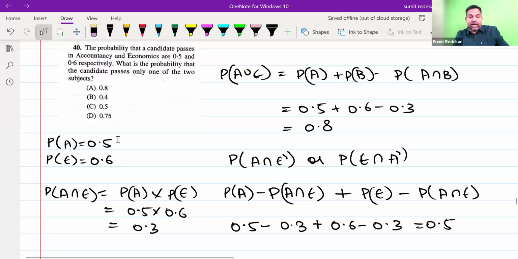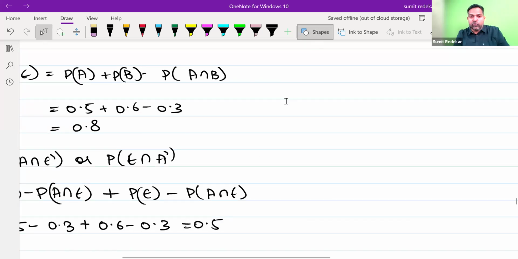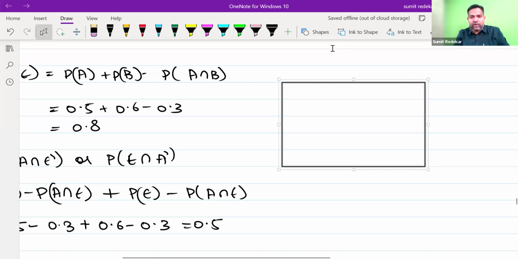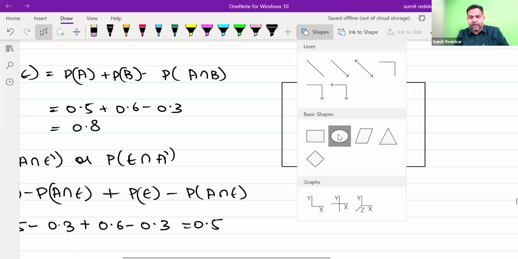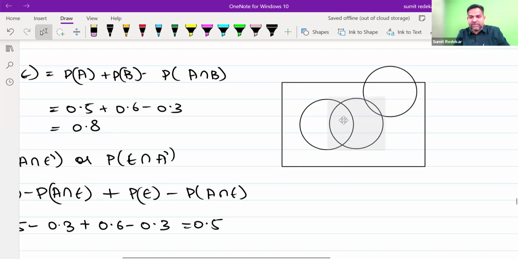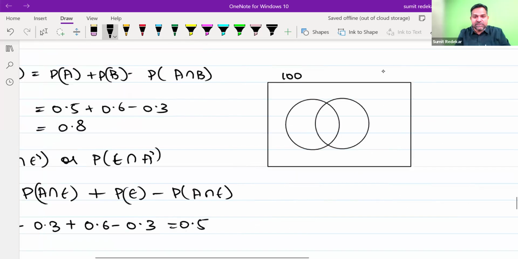The same question, after getting all these probabilities, you could draw a Venn diagram. Now, what would you draw a Venn diagram for? A Venn diagram for 100% probability. We can talk about this in percentages. How? Let me show you. Can I say that out of a 100% chance, A and B both happening together is 30%?